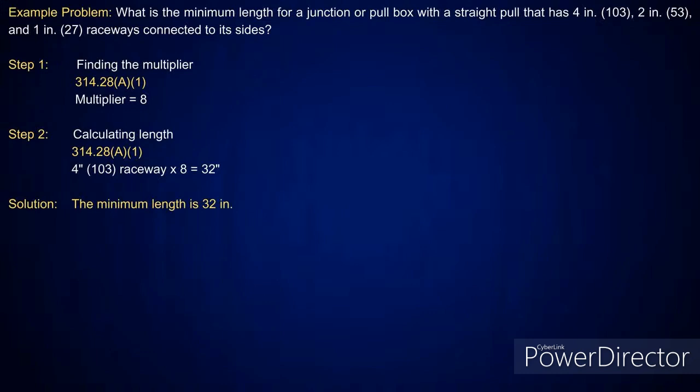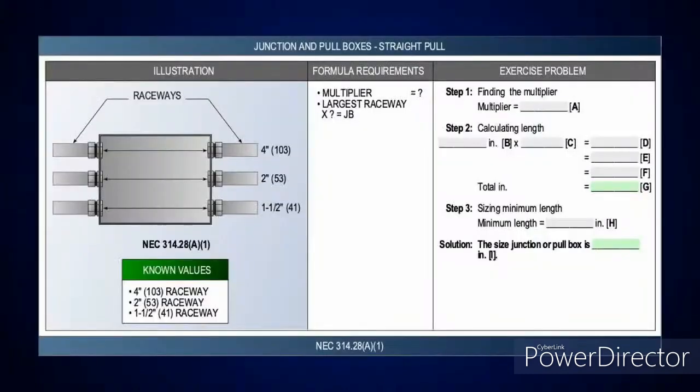Now, you're only going to take the largest one and multiply it by 8, and that's going to be your length. You don't add the rest of these to a straight pull. Okay? So I take the 4-inch raceway times 8. That's going to tell me I need to have a minimum length for that pull box of at least 32 inches.